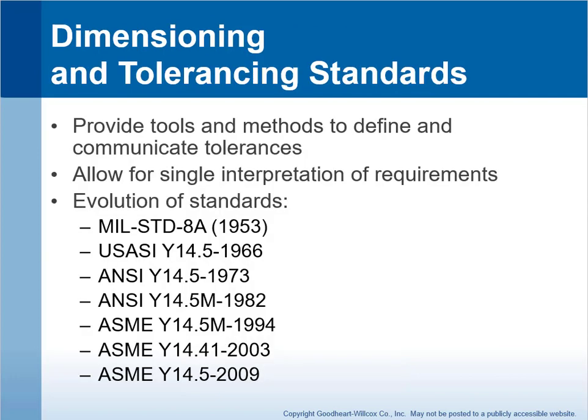Dimensioning and tolerancing standards have been an evolution throughout the decades. It started with Mil Standard 8A and eventually ended up where we're at now, ASME Y14.5 2009. I'm pretty sure your syllabus or your course objectives say ASME Y14.5M 1994 is the standard we're going to be studying, but your textbook is the 2009. We're going to talk about some of the differences between 2003 and 2009, but really it's an evolution. It's not radical changes from 94 to 2009. It's more like an evolution, and things have been clarified.